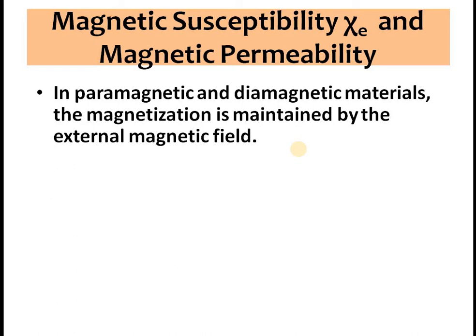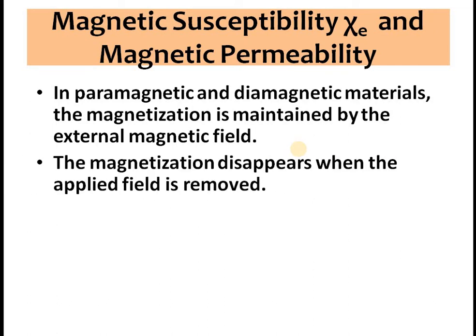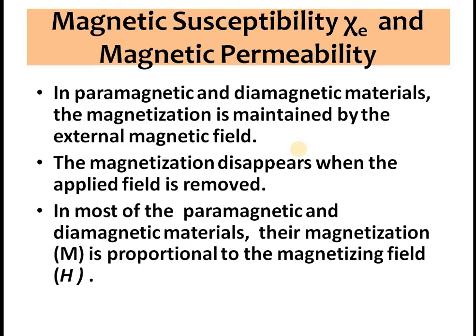because inside such materials magnetism exists until the applied field is maintained. Once the applied field is withdrawn, their magnetic field disappears. So you have two parameters. One is the magnetizing field, or you can say the applied one. The other is magnetization. One is the cause and the other is the effect. H is the cause and M is the effect.